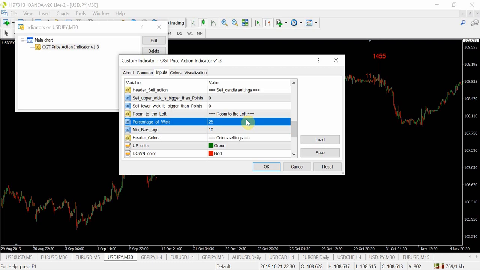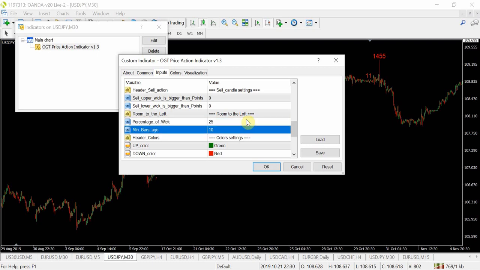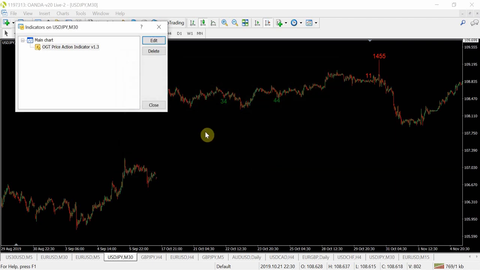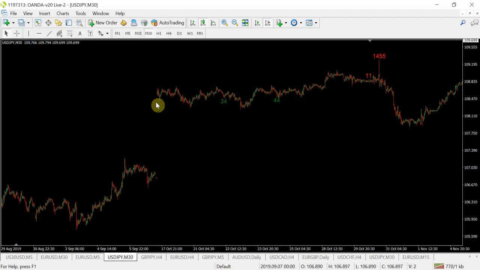The settings I like to use are 25% and minimum bars 10, and again I'll go through that in a second. And again, these are just the color settings of how you want the text to appear. Those are the settings that I use, and this is an example of the USD JPY 30-minute chart.